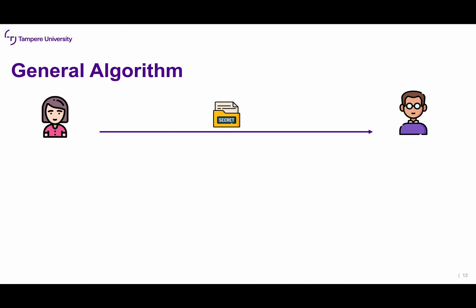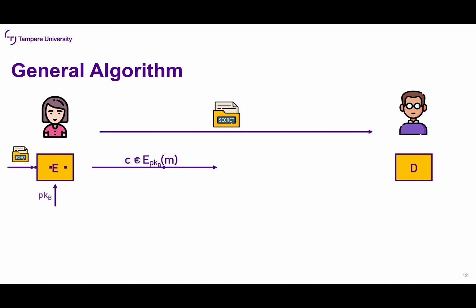Alice wishes to share a secret with Bob, so she will use an encryption algorithm, which will take as input the secret message that Alice wishes to send to Bob, as well as Bob's public key, PK of B. Alice has access to Bob's public key because it's public information. Everyone knows Bob's public key, so she can use it to encrypt her secret. Now, this encryption algorithm will output a ciphertext, which will be sent to Bob.